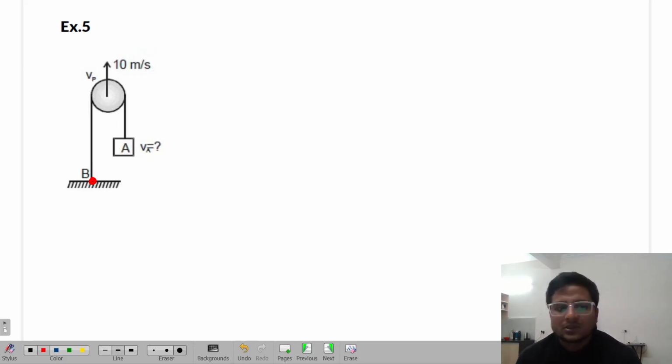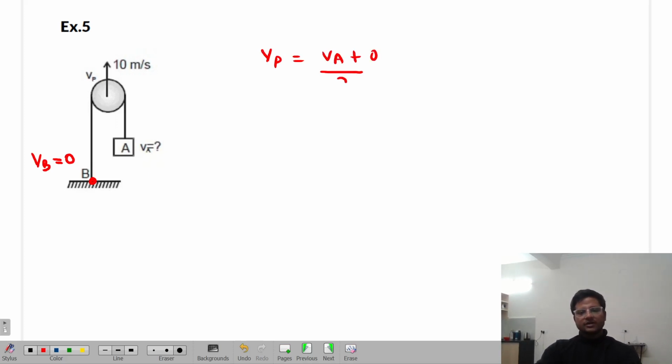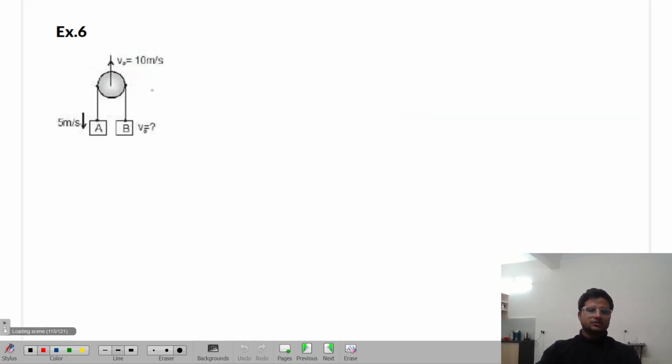Yes, A is how much? 20. Very, very good. Awesome. Basically, if this B is joined, so the velocity of B is how much? 0. So it becomes V of P is equal to V of A plus 0 divided by how much? 2. So V of A becomes how much? 20 meter per second. Try to do the next question.